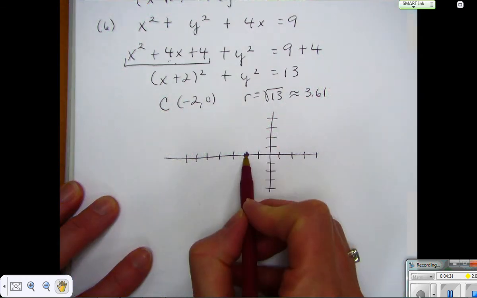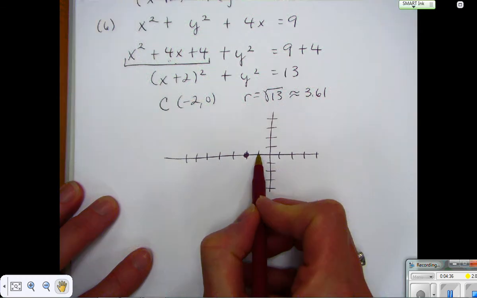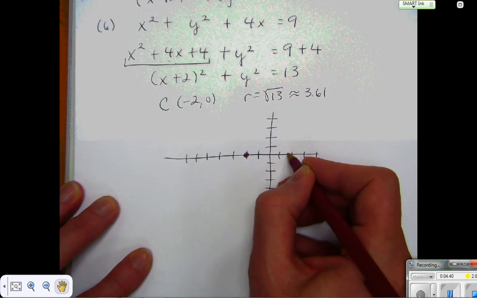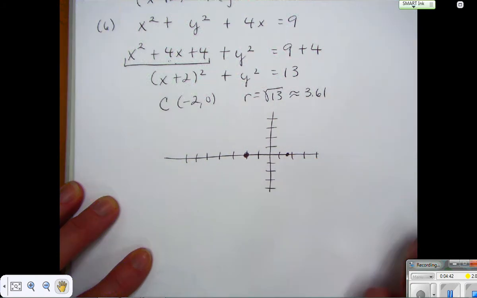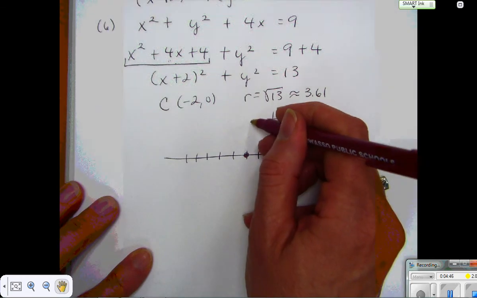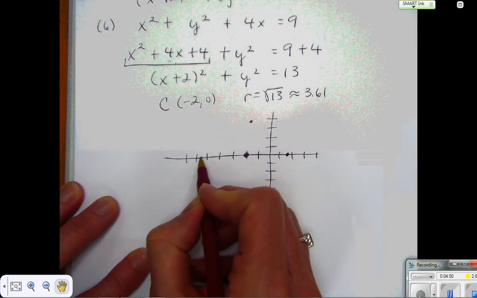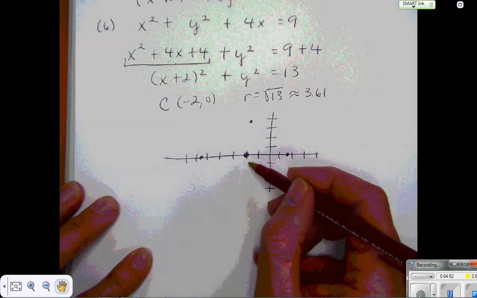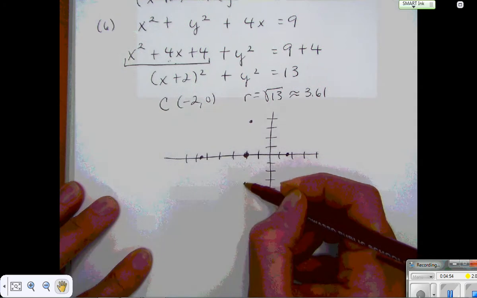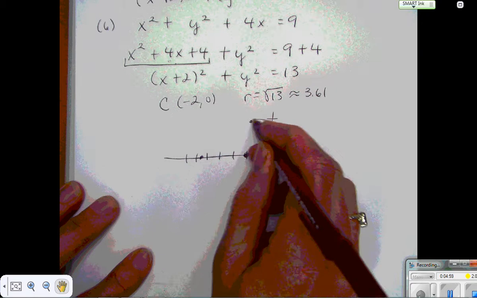From the center point, I'm going to count to the right 3.6 units approximately. So 1, 2, 3, and then a little bit over half is going to be my point. And then up 1, 2, 3.6, to the left, and then down. Okay, so there are my 4 points that I'm going to draw my circle with.